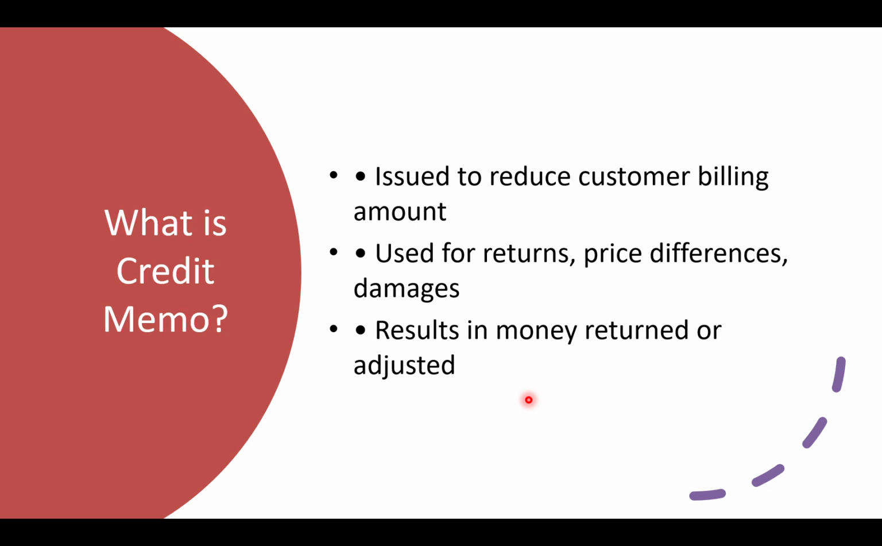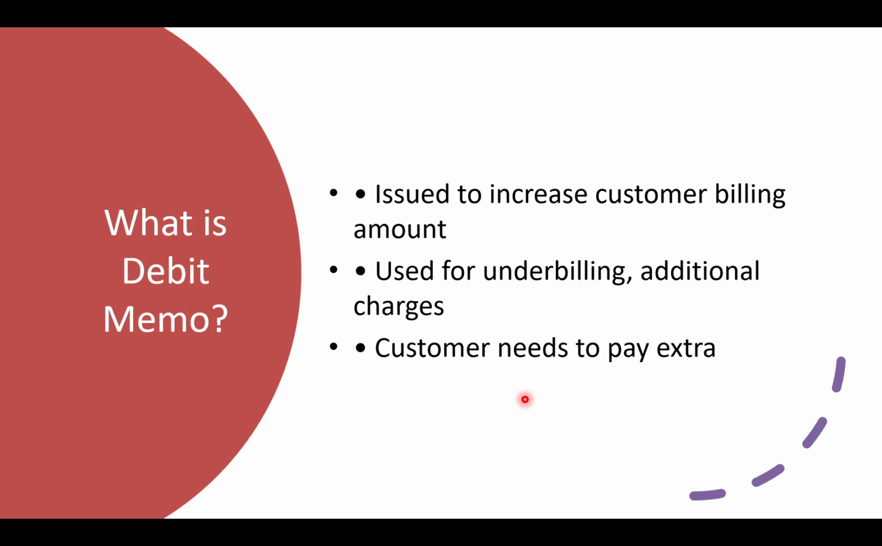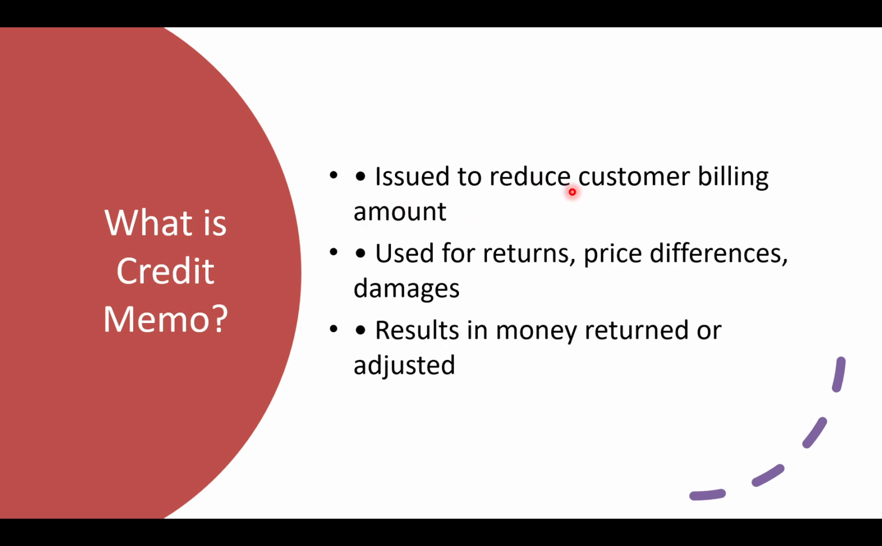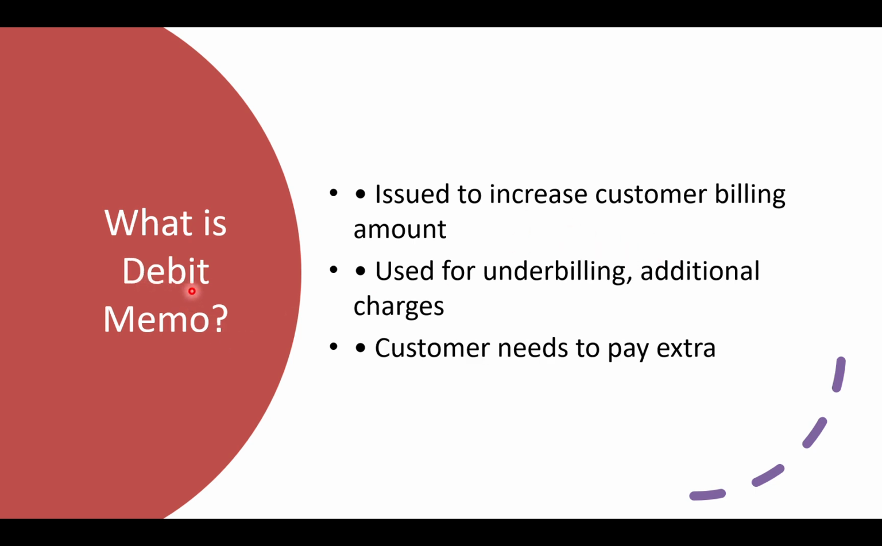So whenever there is an overcharge, or whenever the customer is getting an amount back, in those cases we will issue a credit memo. Now if you come to the debit memo, it is totally opposite. It is issued to increase the customer billing. A credit memo is issued to reduce the customer billing amount, whereas a debit memo is issued to increase the customer billing.